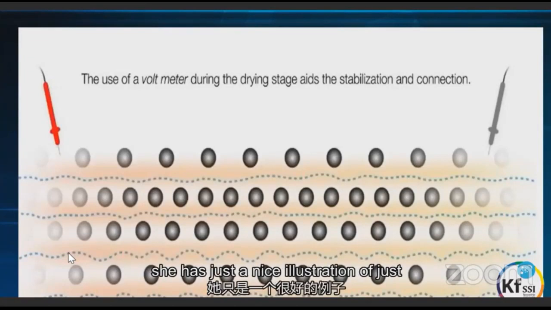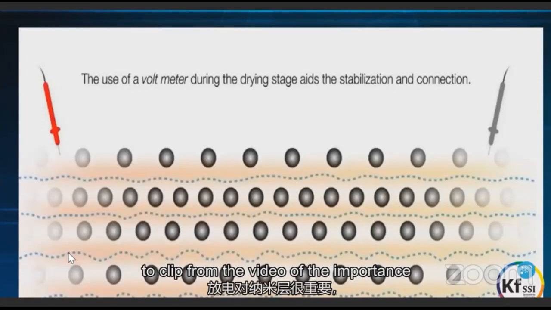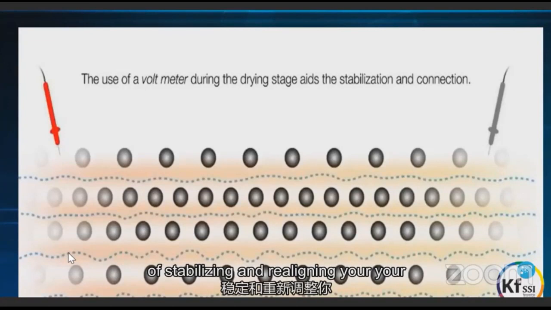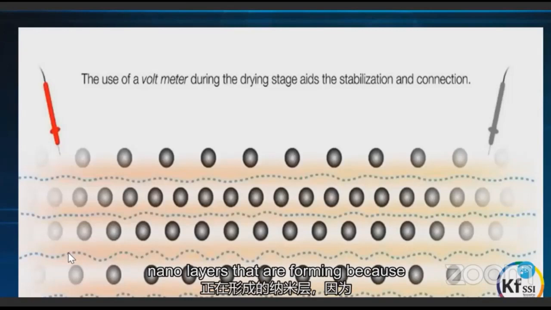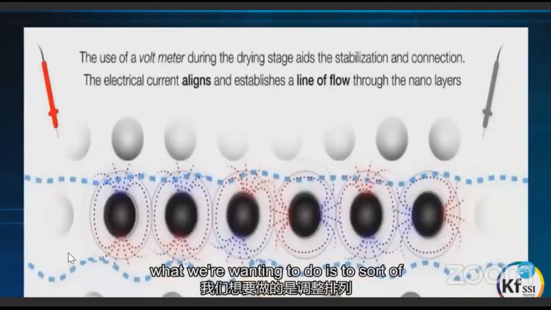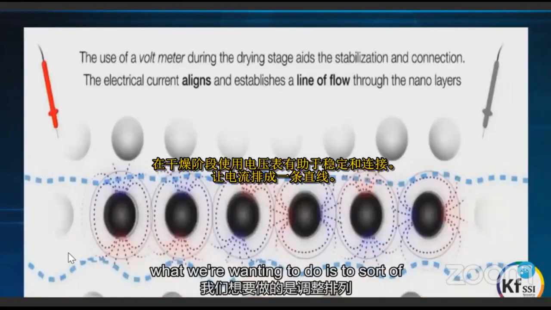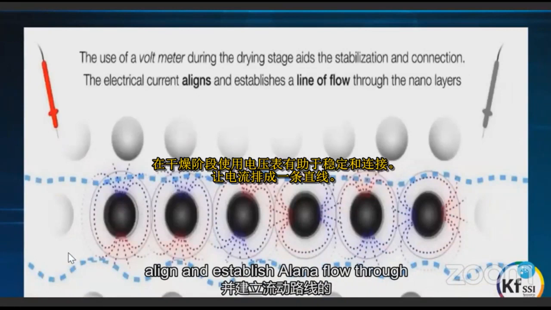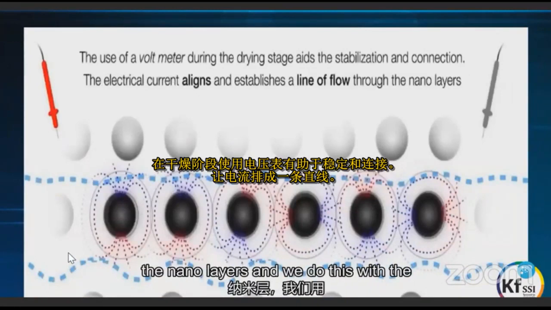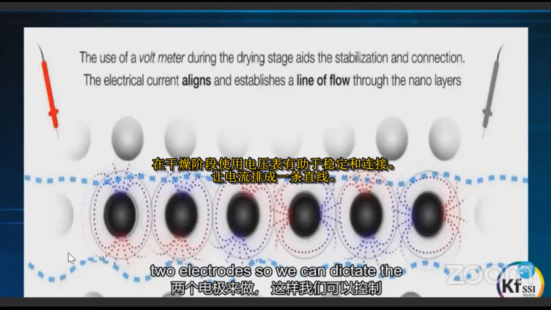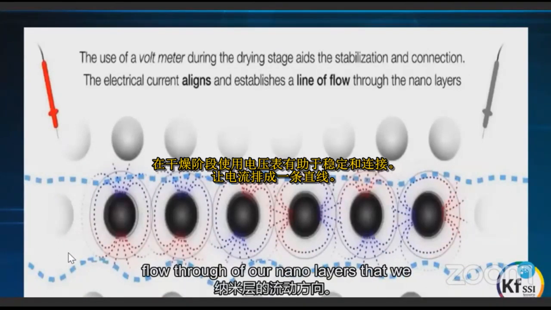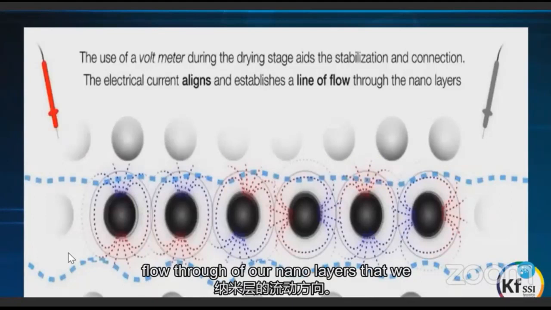Here's just a nice illustration, a clip from the video, of the importance of stabilizing and realigning your nano layers that are forming. Because what we want to do is to align and establish a line of flow through the nano layers, and we do this with the two electrodes, so we can dictate the flow through our nano layers that we want.